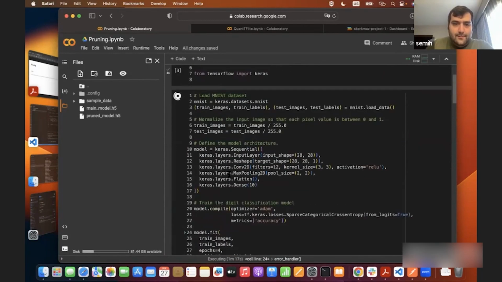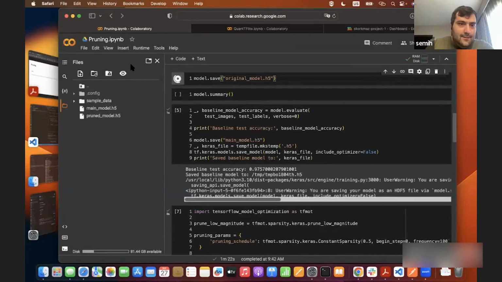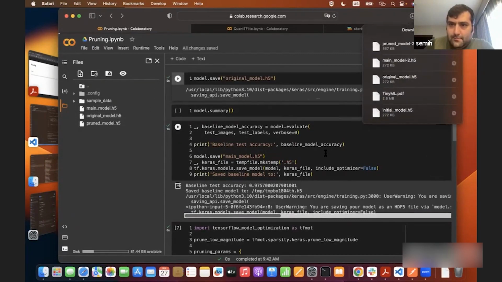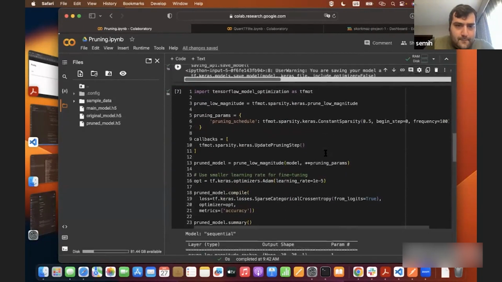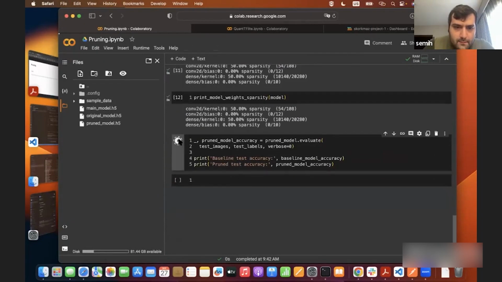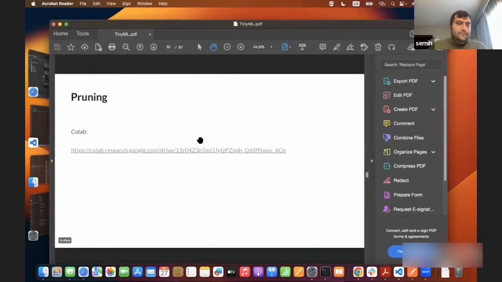And by this time, we should be finished with this. Let me refresh. Yes, we got the original model. Let's download this. And let's, not the main model, the pruned model. Hopefully, yeah. Baseline. Yeah, very, very similar quality metrics when we have the test labels after the pruning. And you would see that the numbers are pretty good in there. All right, let me continue.